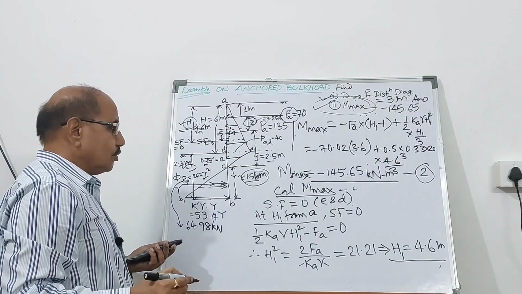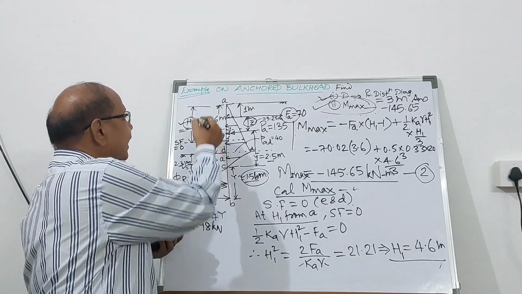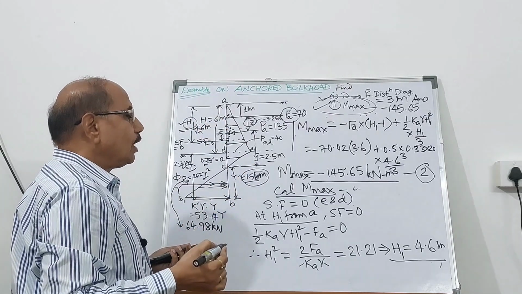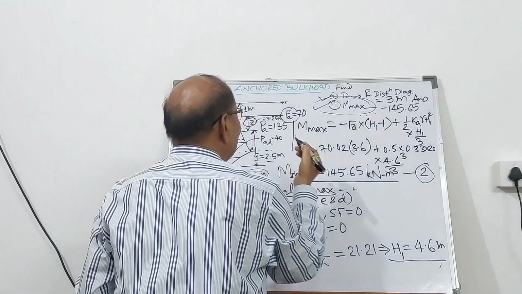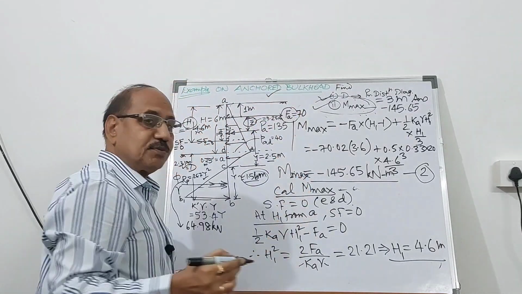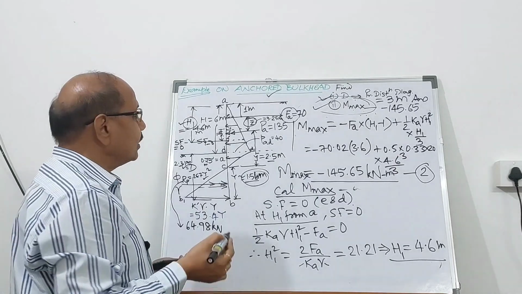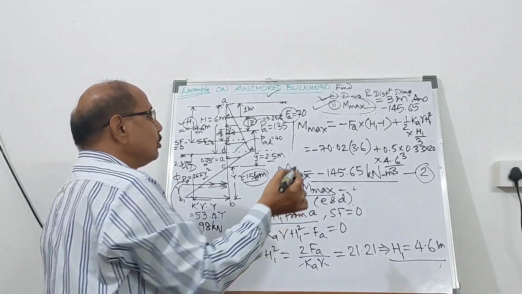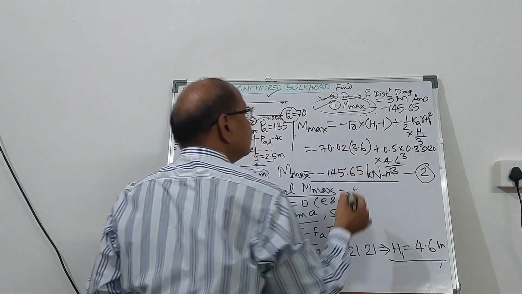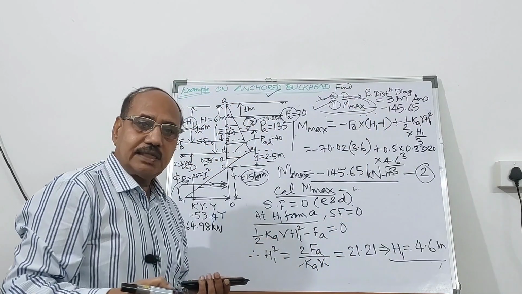So friends, by taking this simple problem, and applying the theory of anchored bulkhead, which has been explained crystal clear in my previous video, you are in a position to find out the depth of embedment. You are able to find out the maximum bending moment. Thank you very much.